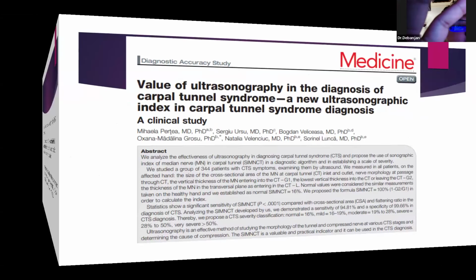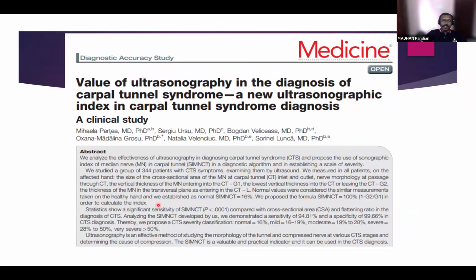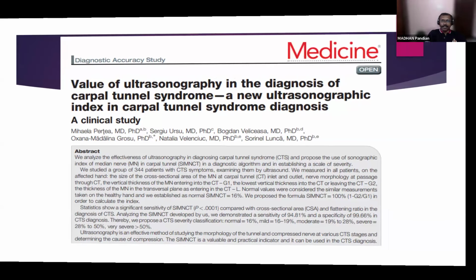So what is the value of ultrasound? There are many studies, 344 patients being evaluated, and it's an effective method in studying the morphology of the tunnel and the compressed nerve rather than doing only the conduction study by neurodiagnostic studies.